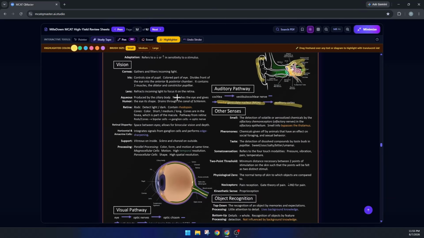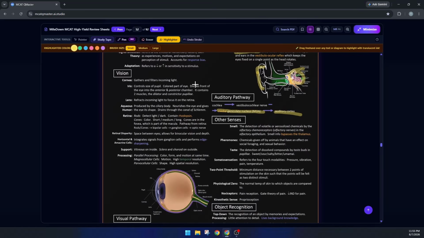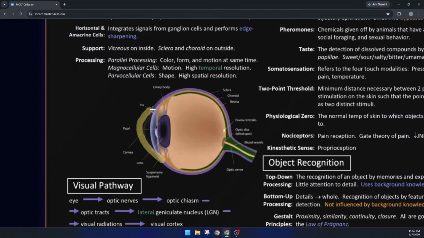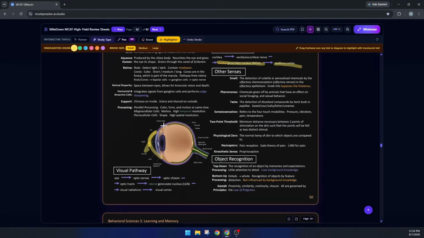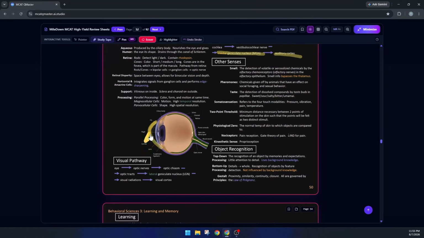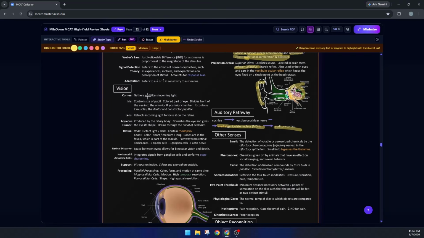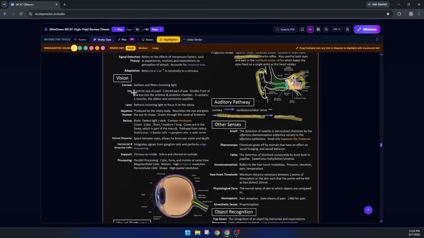Okay, vision. Vision is very interesting. I learned it, but it's not necessarily my favorite to learn. You have your cornea, the very top layer of your eye. I recommend looking at diagrams to understand all of this; it'll help you learn the anatomy way easier. Your cornea gathers and filters incoming light. Just memorize that. The iris controls the size of your pupil.